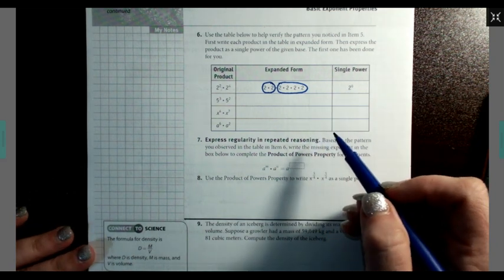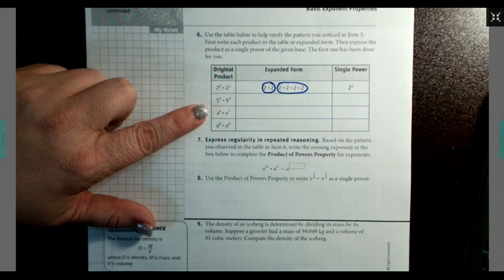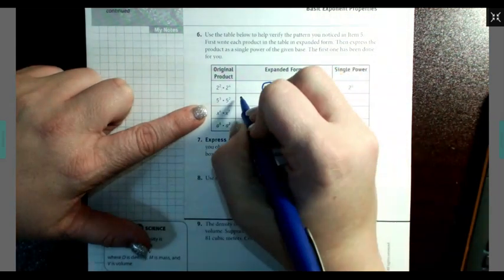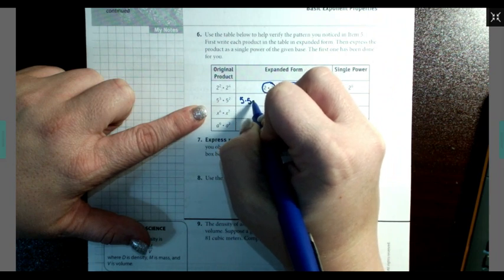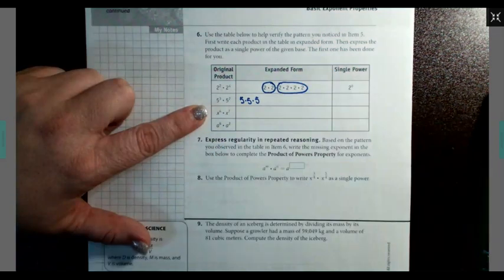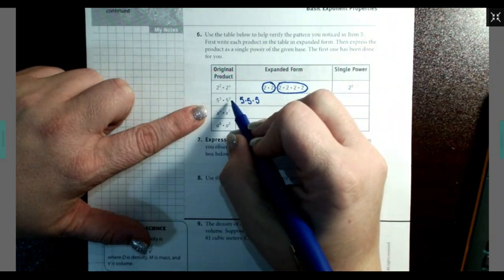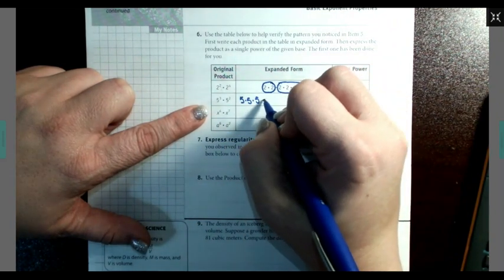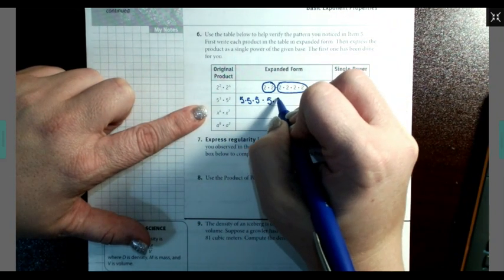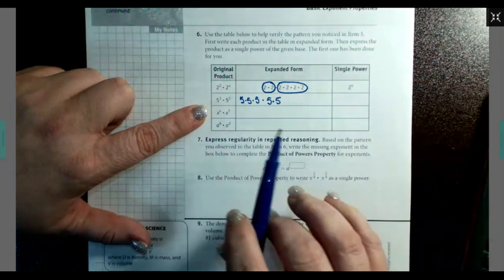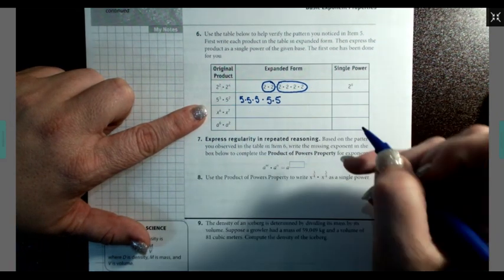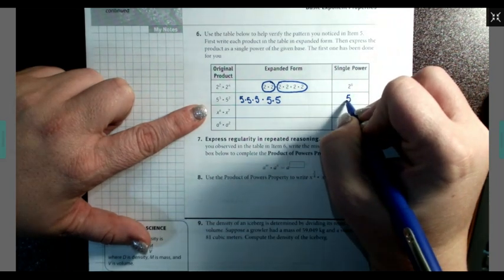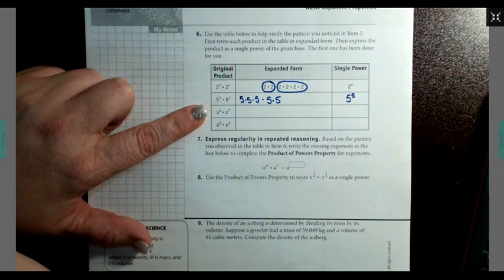Let's take a look at the second line. We're going to do 5 to the third. So that means I have to write it 3 times. And then we're going to write it 2 more times. 5 and 5. So that makes 1, 2, 3, 4, 5. So I'm going to write this as 5 to the 5th power.